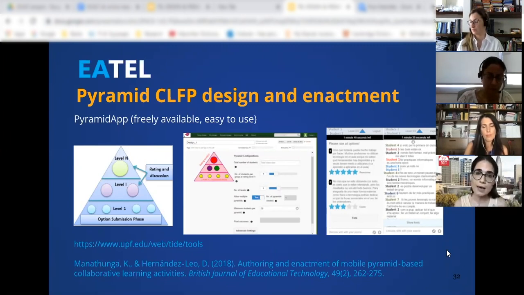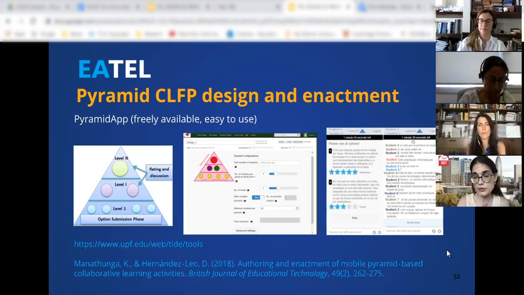This tool has an authoring interface where users are able to configure the task, also designing the size of the group, for example, the level in the pyramid, also timing elements, and so on. And there is also the admin part where the learners are guided through following the pyramid structure.